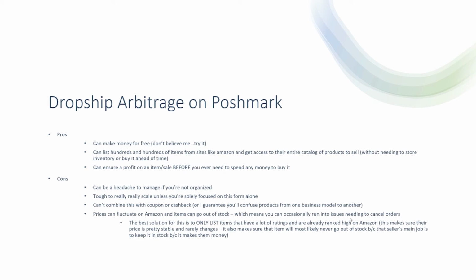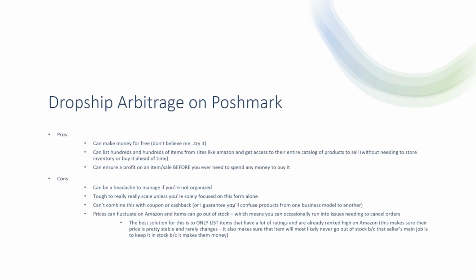And you can't combine this, like I just touched on, with cashback or coupon especially, but any others really, or I guarantee you will confuse products from one business model to another because you're going to be ordering cashback products from Amazon, you're going to be ordering coupon products from Amazon, and if you're already using Amazon, which in my opinion is the best one for this dropship arbitrage, then you're going to mix some of those products up and it's just going to be a headache. So don't do that, okay? Also, another con is that prices can fluctuate on Amazon and items can go out of stock occasionally, which means you occasionally run into issues and need to cancel orders, okay?